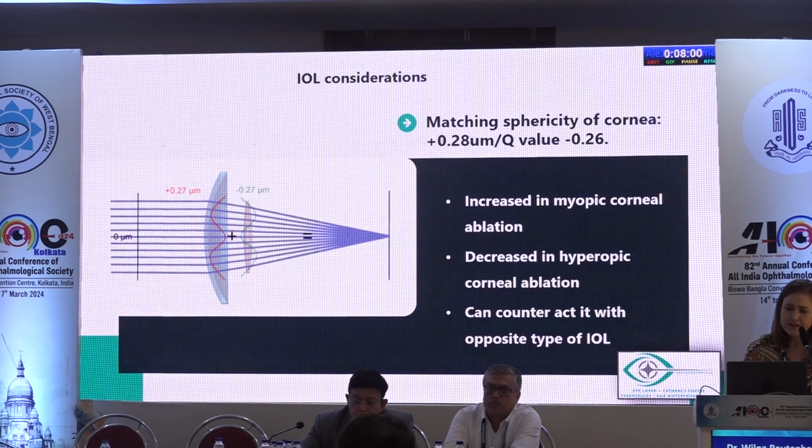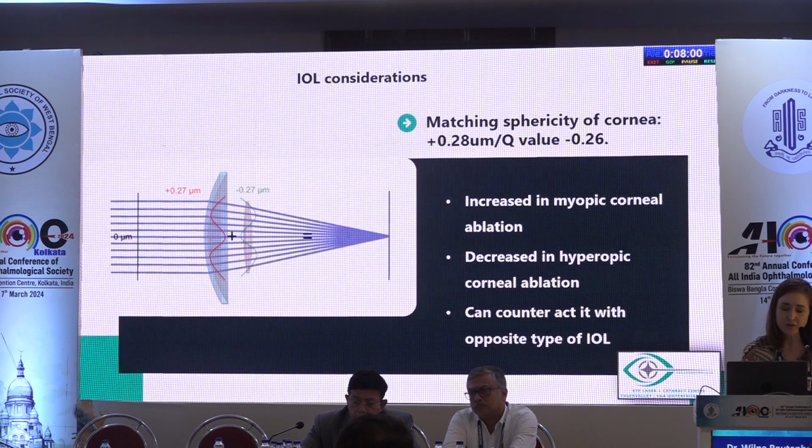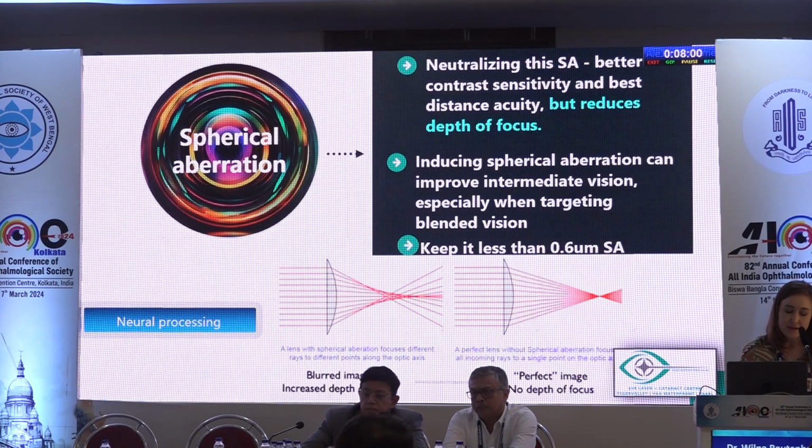And this has now already been spoken of today, the normal corneal asphericity that is 0.28, but to note that it is usually increased in myopic corneal ablations and usually decreased in hyperopic corneal ablations. And it is possible to counteract it with the opposite type of intraocular lens. But just to note that neutralizing this spherical aberration can give us better contrast sensitivity, and it can give us the best distance acuity, but it can also reduce the depth of focus, and inducing spherical aberration can improve the intermediate vision, and that was also spoken of today already.